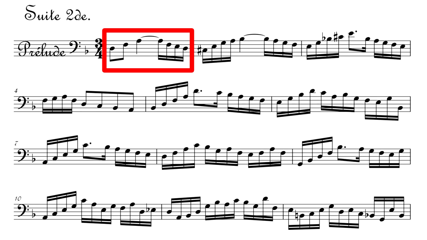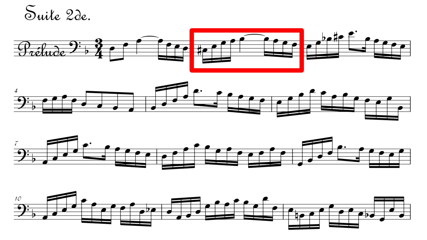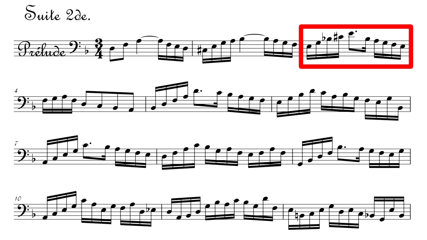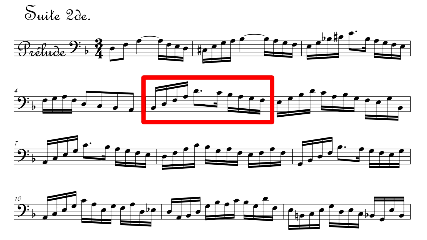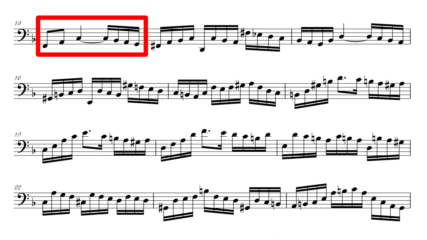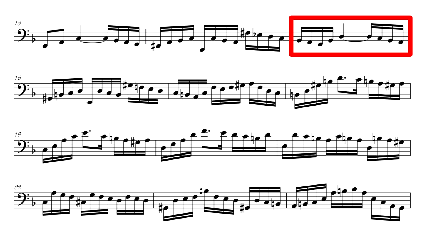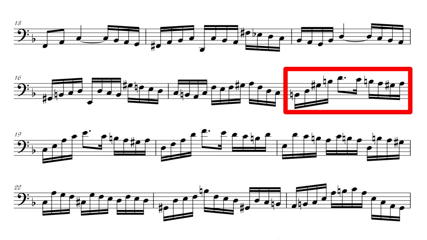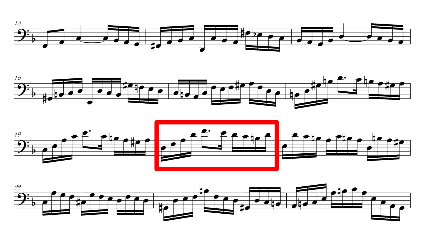Look at the first bar. What's the longest rhythmic value there? Which beat? How about the second bar? Which beat? How about the third bar? Which beat? Fifth bar, seventh bar, ninth bar, 13th bar, 15th bar, the 18th bar, and so forth, the 19th and 20th bars.